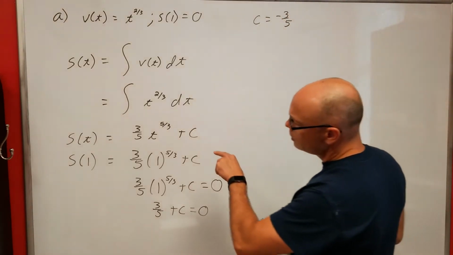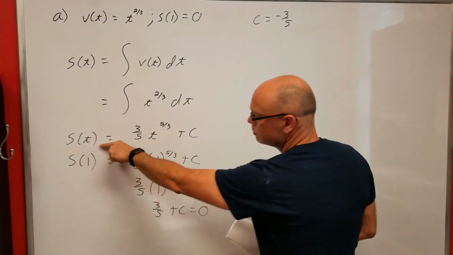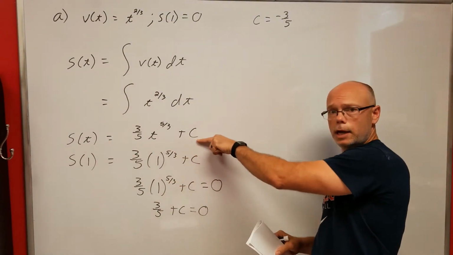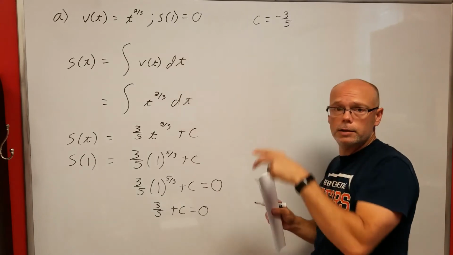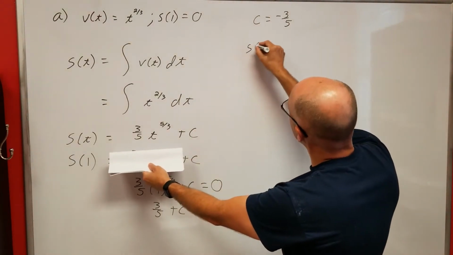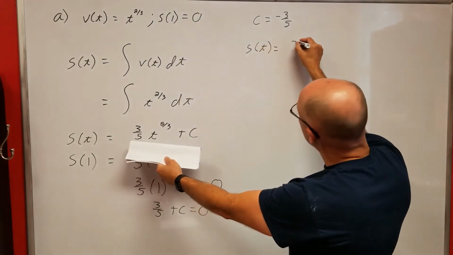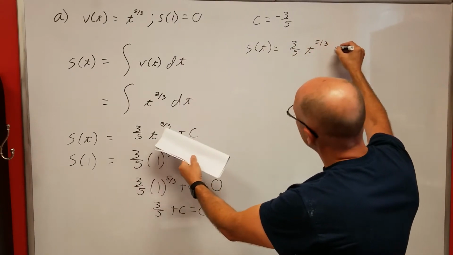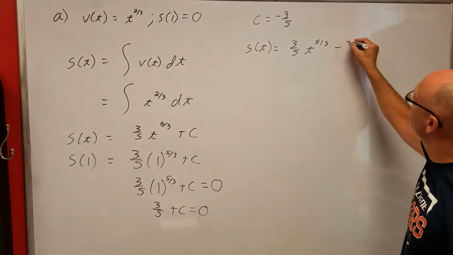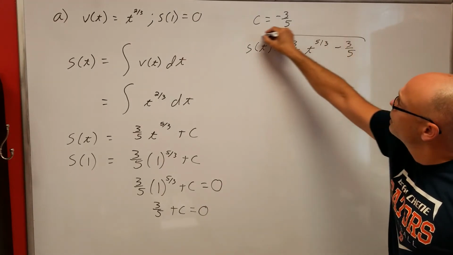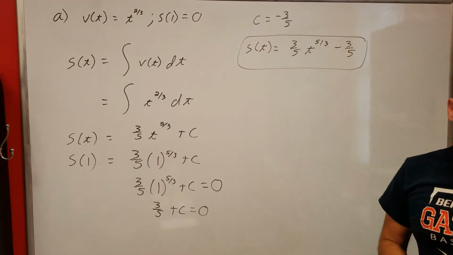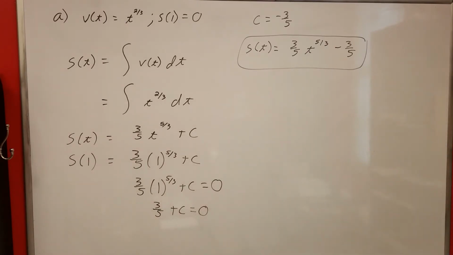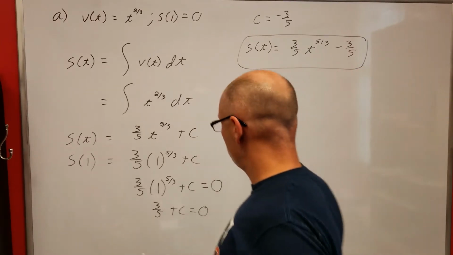So now go back to your position function, but instead of this c value, let's put in -3/5. So my position function, s of t, will now be 3/5 times t to the 5/3 plus -3/5, like that. There we go. If they give us conditions like that, we can find our c value. Let's look at part B.